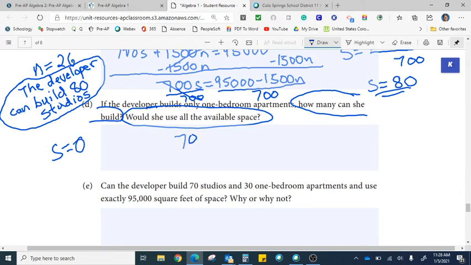So we're going to go 700 times 0 plus 1,500 N equals 95,000. Cancel that out because 0 times anything is 0, and when you add 0 to something, it stays the same. All right, so now look at this right here. So to make these numbers look a little bit easier, if I got a 0 here, let me cancel this 0 out over here. If I get a 0 here, let me cancel this 0 out over here. If I can cancel the zeros out, basically I'll just say 15.